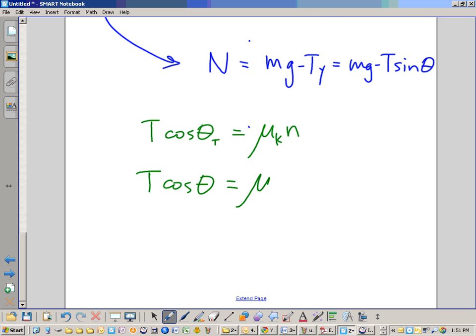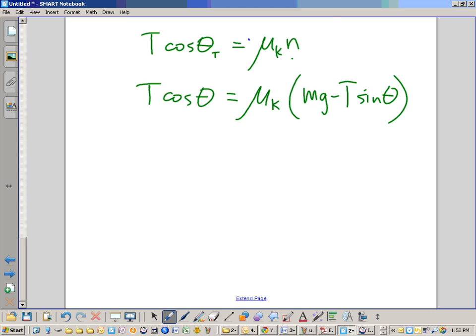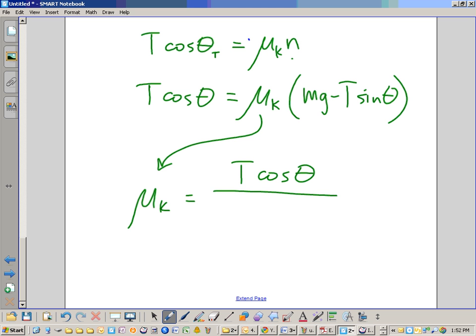All right, so that's mu k times normal force. So even though it's small n here, big N here, it's the same thing. This is mu k times mg minus T sine theta is equal to T cosine theta. So now rearranging to solve for mu k. Mu k is equal to T cosine theta divided by the quantity mg minus T sine theta.